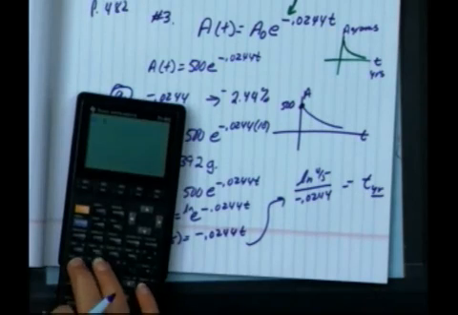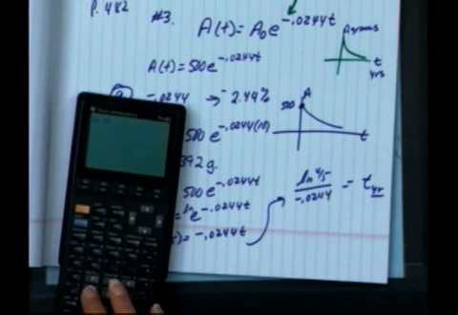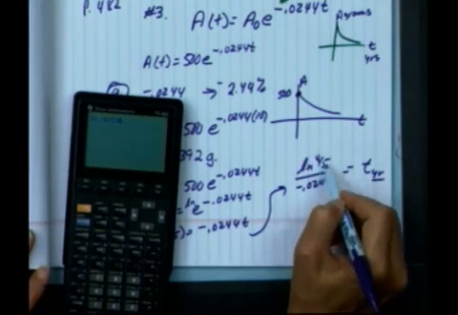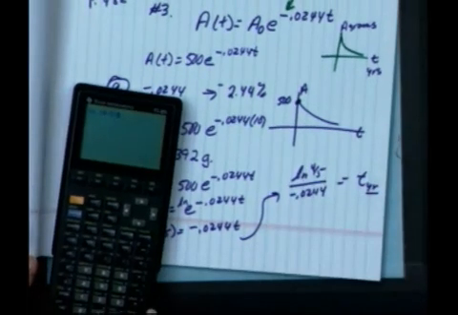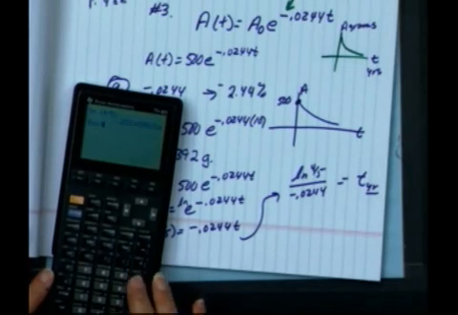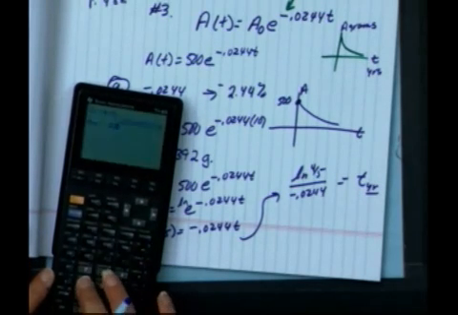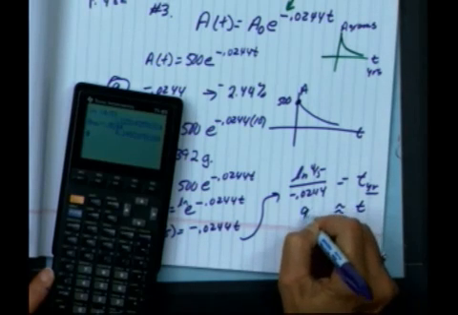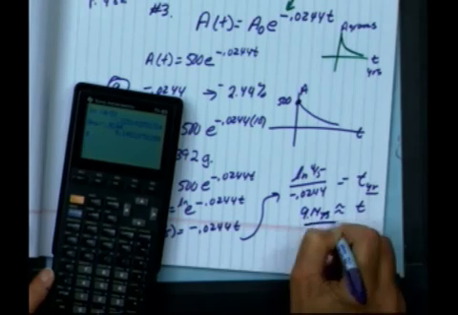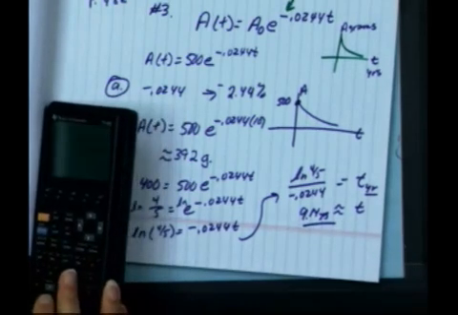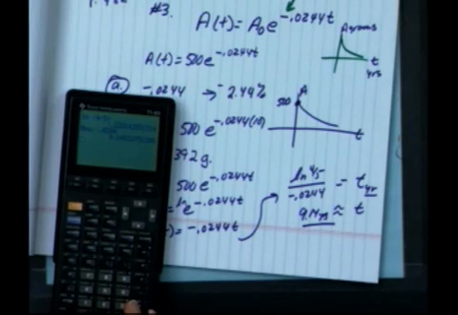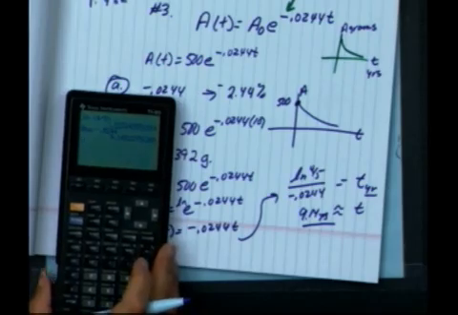So the natural log of 4/5. Again, on a test, if you don't have a calculator, I realize you have to stop right here. Divided by negative 0.0244. So it's going to take approximately 9.14 years for it to go from 500 grams down to 400 grams. Okay? All right, and then the last little part, E.